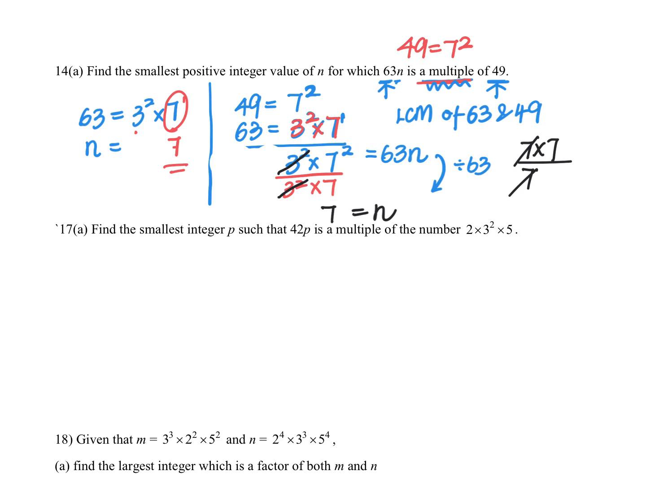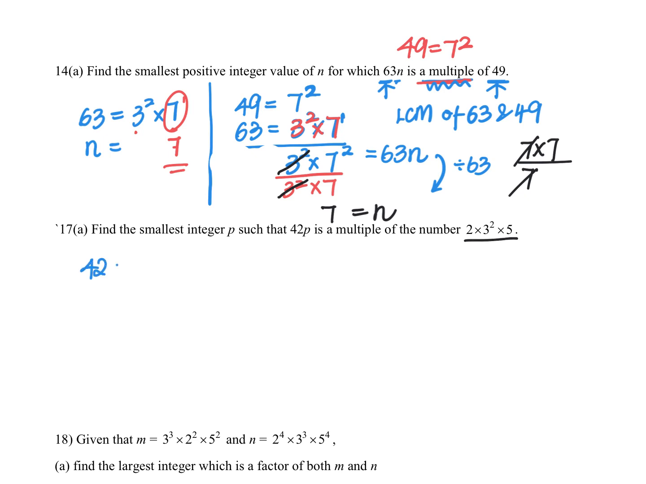Okay, so both methods will be able to give us the same answer, just that they work slightly differently. Alright, we should try one more question. Next one: find the smallest integer, integer means a whole number, p, such that 42 times p is a multiple of this number. Again, it's talking about multiple, but they say 42 times p. So I will look at the shortcut method.